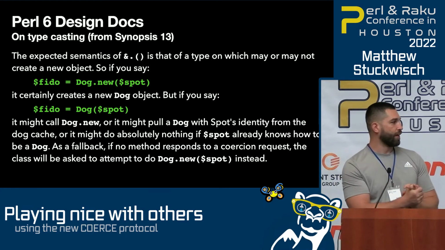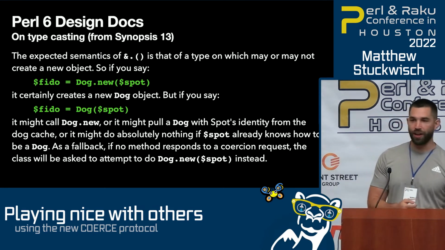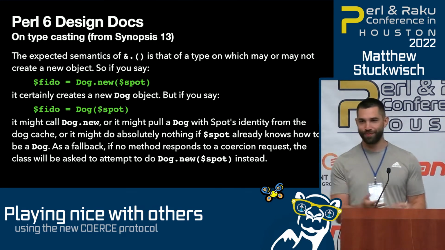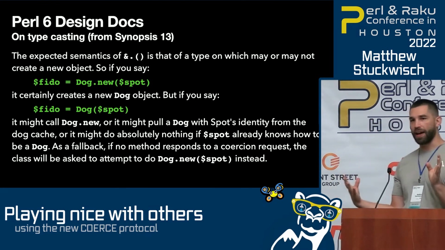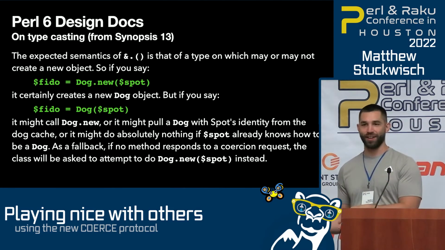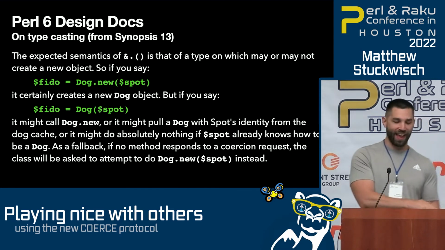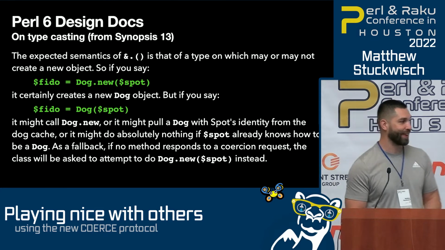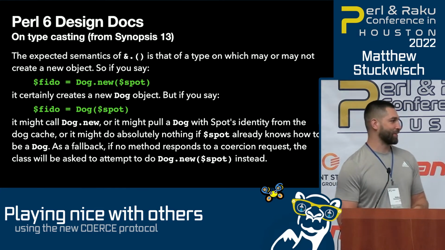So if you say Fido equals Dog.new(Spot), it will certainly create a new dog object because we called new, and does what it tells us. But if I say Fido equals Dog(Spot), it might call Dog.new, or it might pull a dog with Spot's identity from a dog cache, or it might do absolutely nothing if Spot already knows how to be a dog. And I guess on the surface this kind of makes sense.